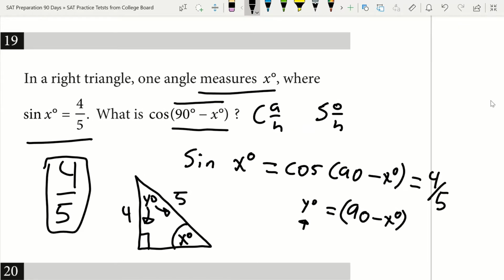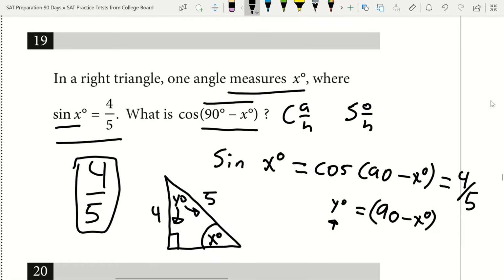That shows you geometrically that the cosine of angle 90 minus angle x is equal to the sine of angle x. So they're equivalent, and therefore if you know that, you don't have to write anything other than this 4/5, because you immediately recognize that when you're told the sine of x is 4/5, the cosine of 90 minus x must also be 4/5. That can save you a lot of time.